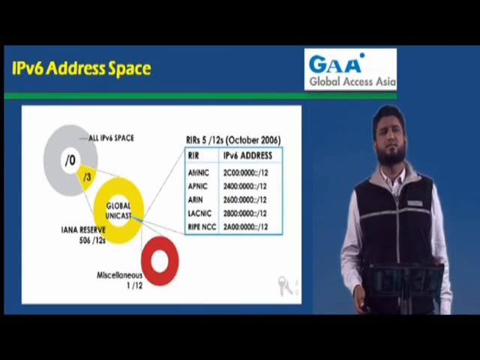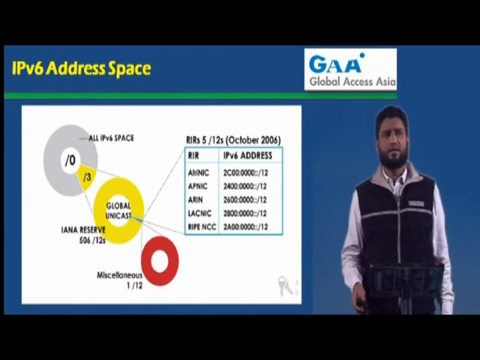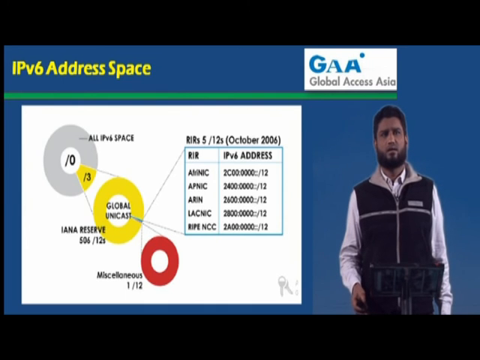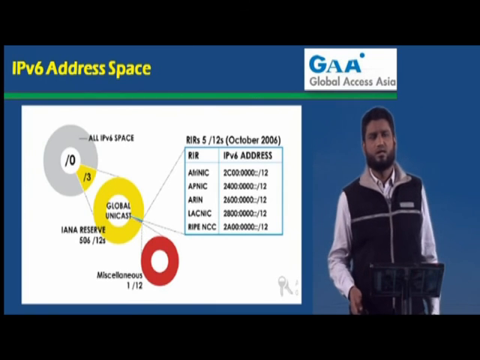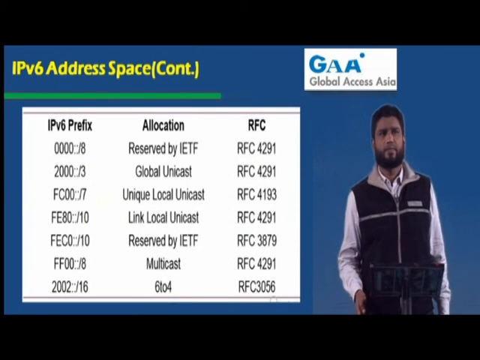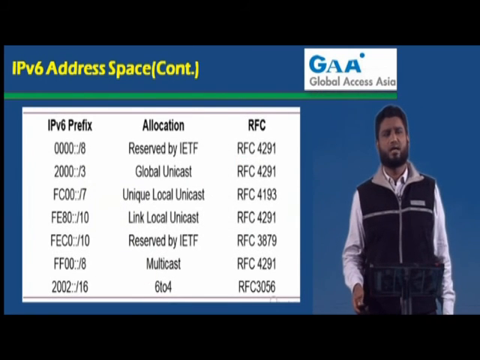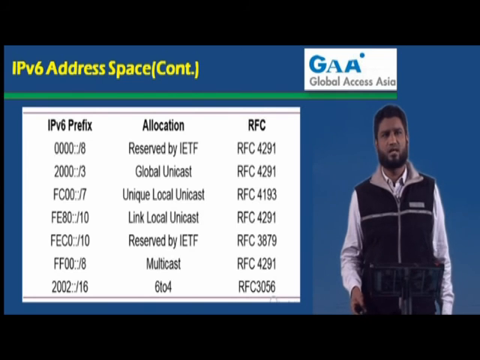IP version 6 address space here. These are /0 to /3 IANA reserved global unicast, and also the RIR IP address configurations are illustrated in this figure, and you can see details from these references. IP address space and IP version 6 prefix allocation RFC.